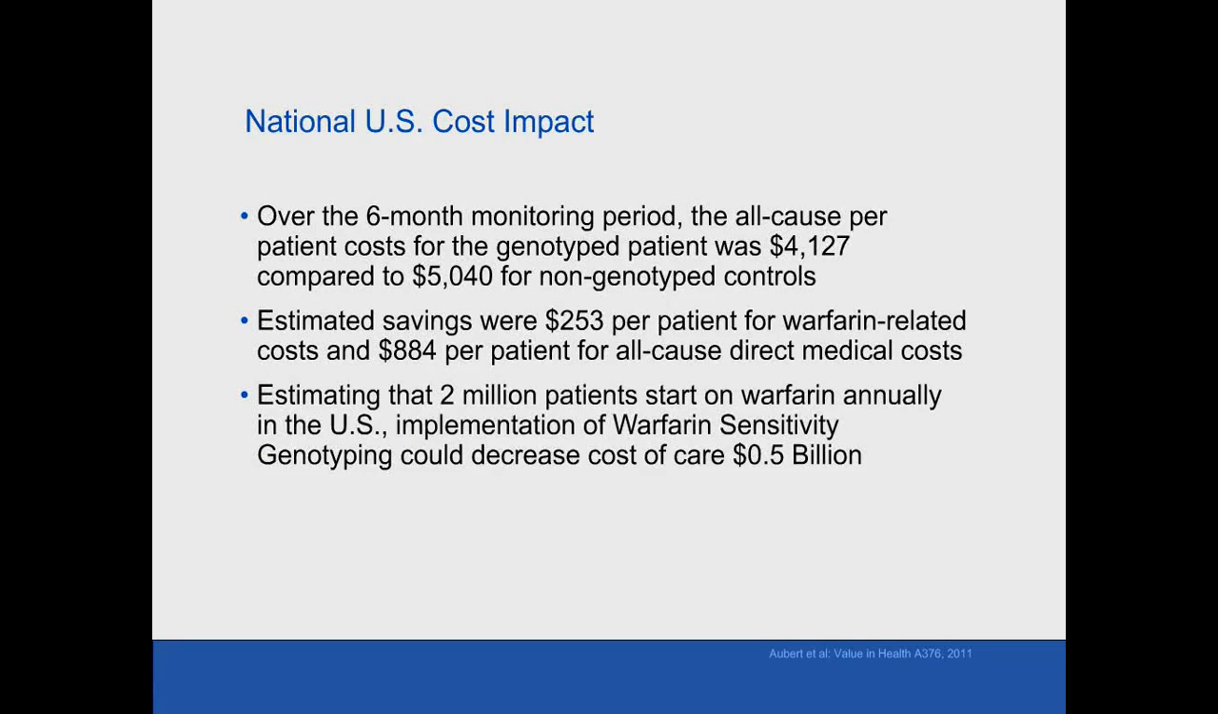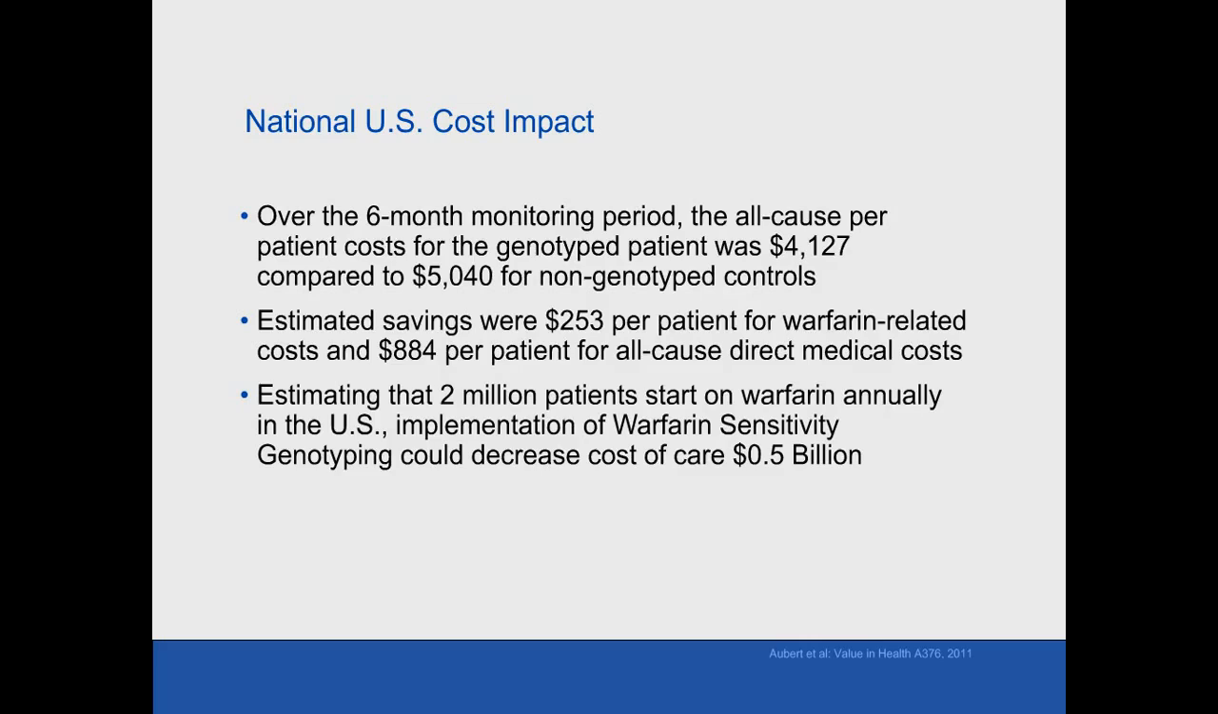If we consider the national U.S. cost impact over the 6-month monitoring period, all-cause patient costs were $4,127 for those that were genotyped versus $5,040 for non-genotype controls. That includes an estimated cost of $300 for the genotyping, so that was factored into that cost. So the patients who were genotyped had an average saving of about $253 per patient.